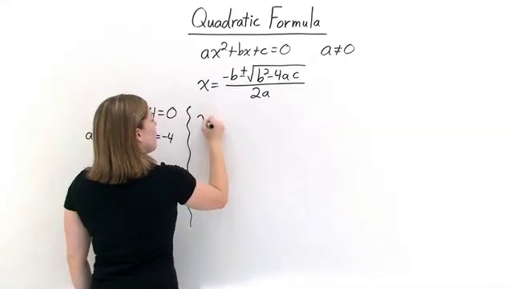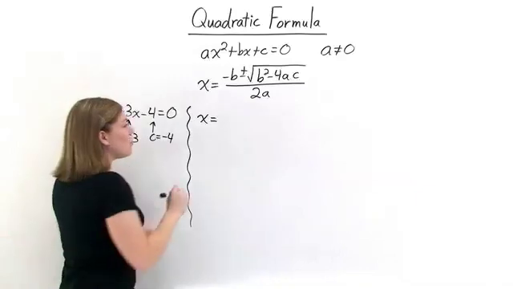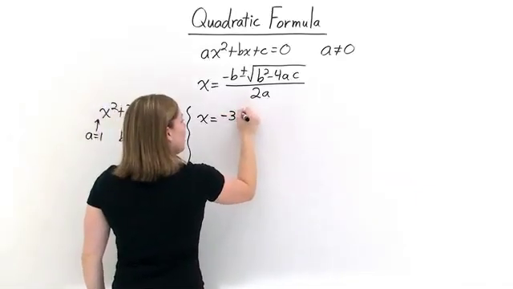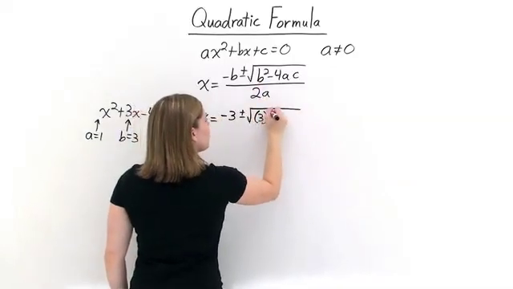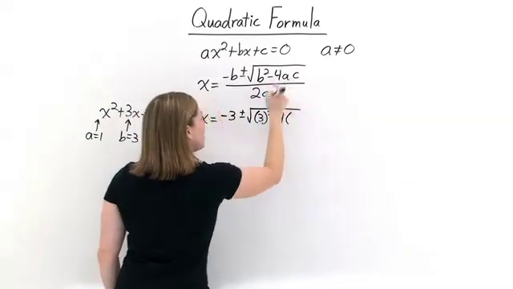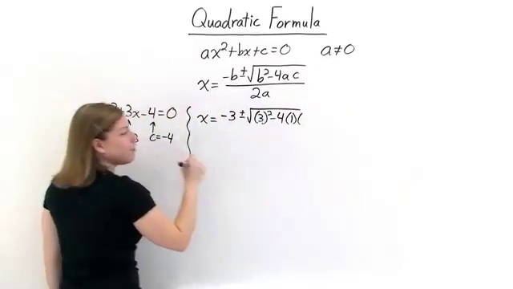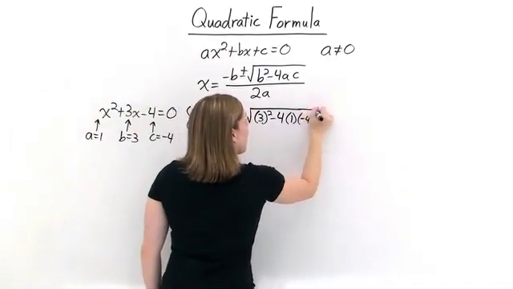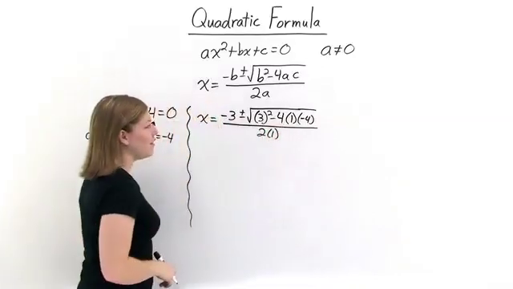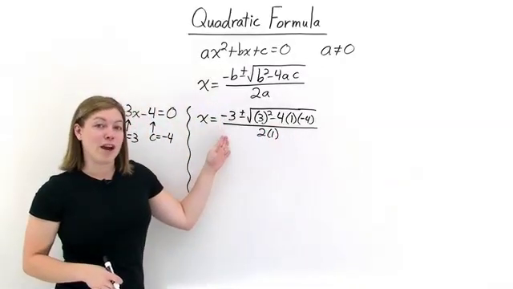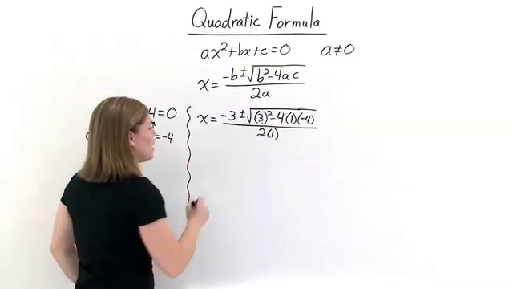So let's see. We have x equals negative b. Well, our b is 3, so that means we'll have a negative 3. Then we have plus or minus the square root of b squared, which would be 3 squared, minus 4 times a, which is 1, times c, which is negative 4. And that's all divided by 2 times a, so 2 times 1. Now once we've plugged in our values for a, b, and c, all we need to do to get our answer is simplify using the order of operations.